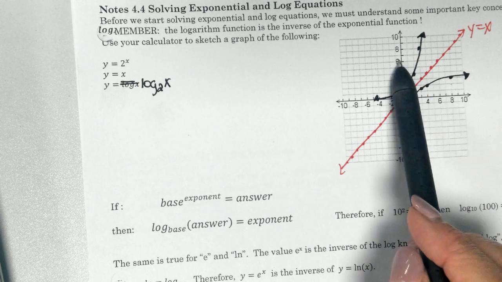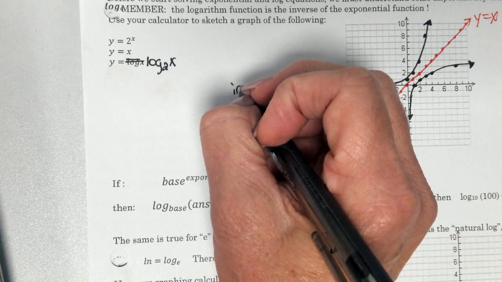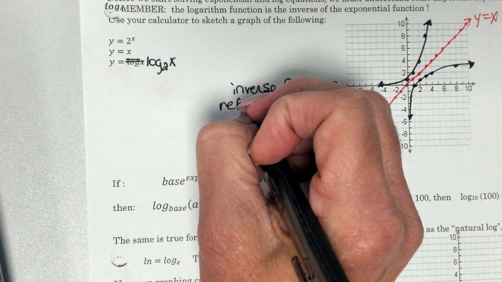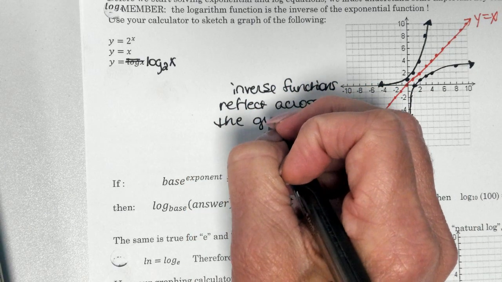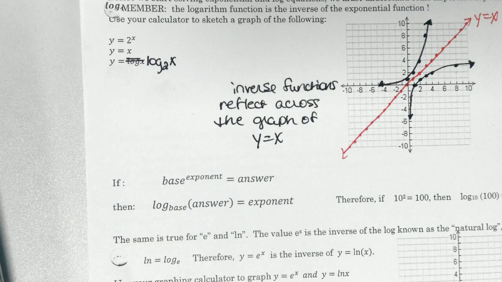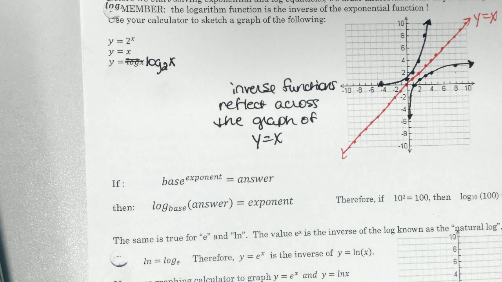But this is what I want to emphasize here, is their inverses. Inverse functions reflect across the graph of y equals x. And whenever you are solving equations, we have to use our inverse function to undo. We use addition to undo subtraction. We use division to undo multiplication. We use exponential rules to undo log rules, and vice versa.